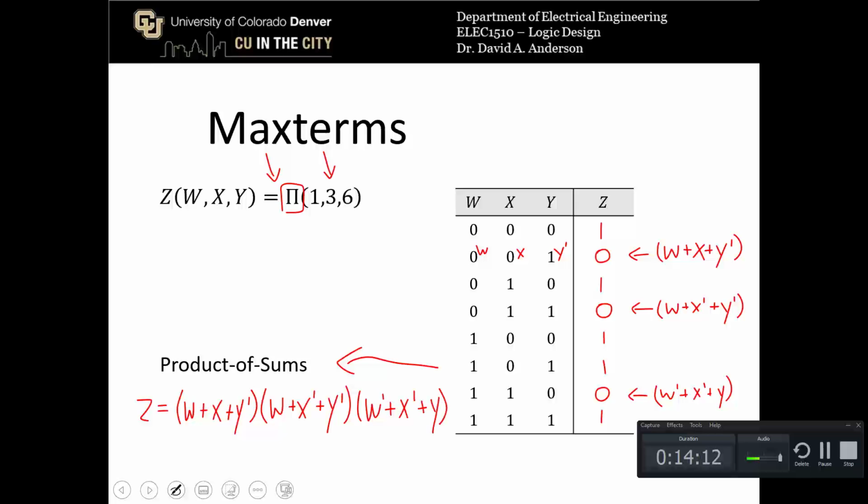All right, so there we go. That is how you analyze min terms and max terms in logical expressions and truth tables.